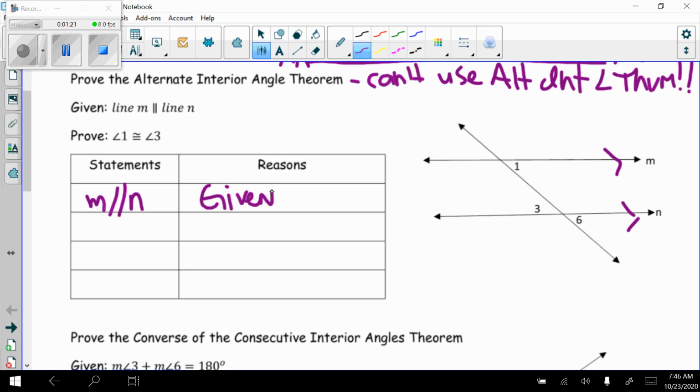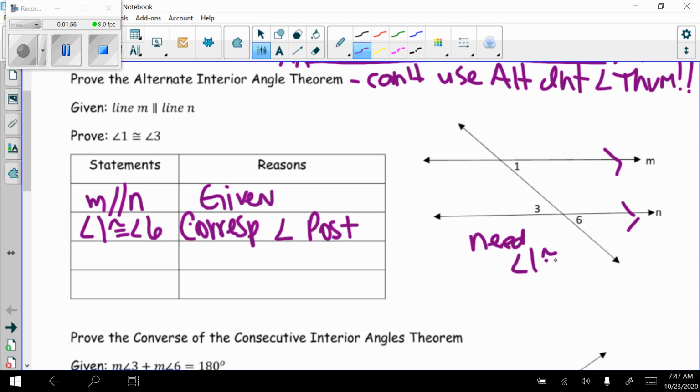So I need to get angle 1 and angle 3 into my proof without alternate interior. I see that angle 1 and angle 6 are corresponding, because I can give the same direction for both of them. They are both to the right and below a line. So I could say angle 1 is congruent to angle 6, the corresponding angle postulate. If I'm going to prove the alternate interior angle theorem, I need angle 1 congruent to angle 3. That's what I'm trying to prove.